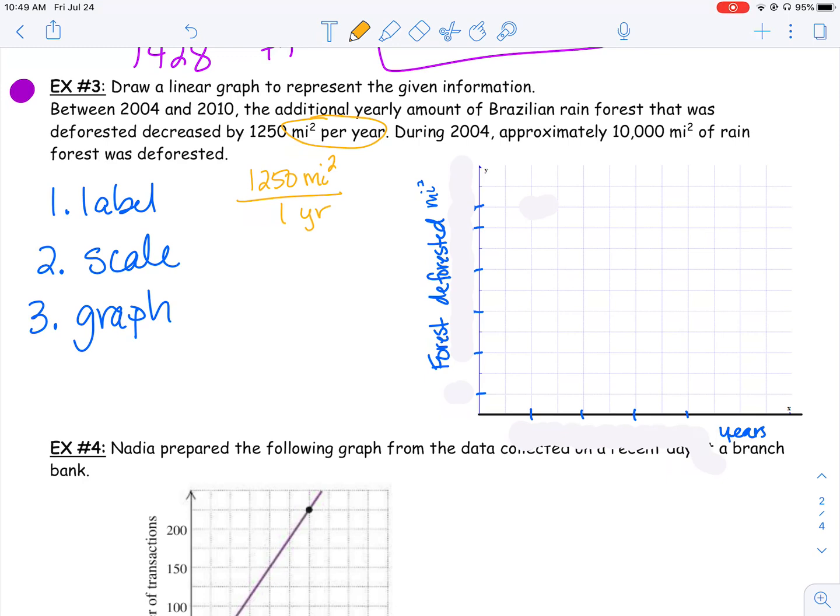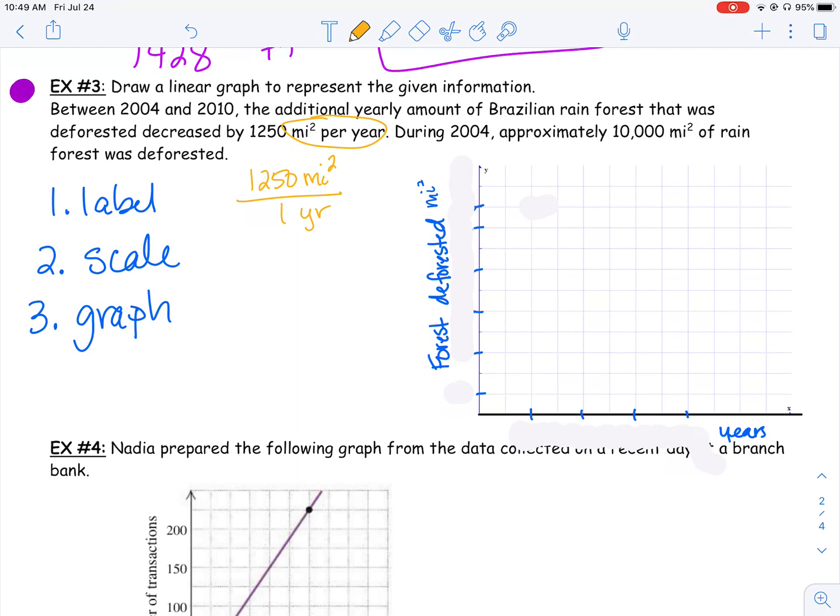It says here during 2004, approximately 10,000 square miles of rainforest was deforested. So that's an additional piece of information that we might need to use. So when we're looking at this, we want to make sure that we do a couple different things as we're graphing. The first thing we want to do is make sure that we label our x-axis properly and our y-axis properly.